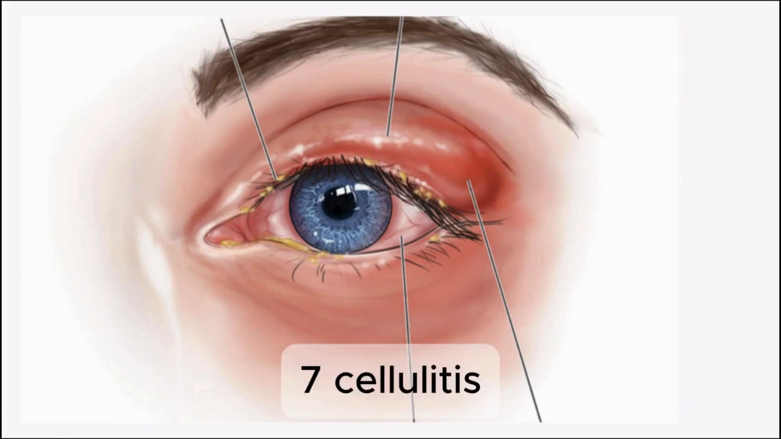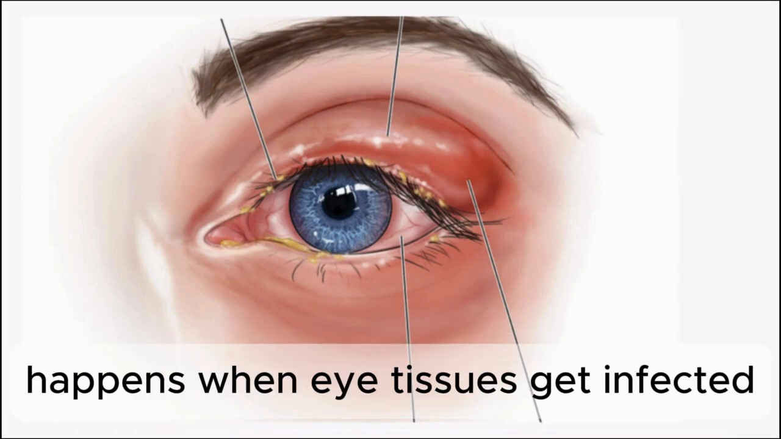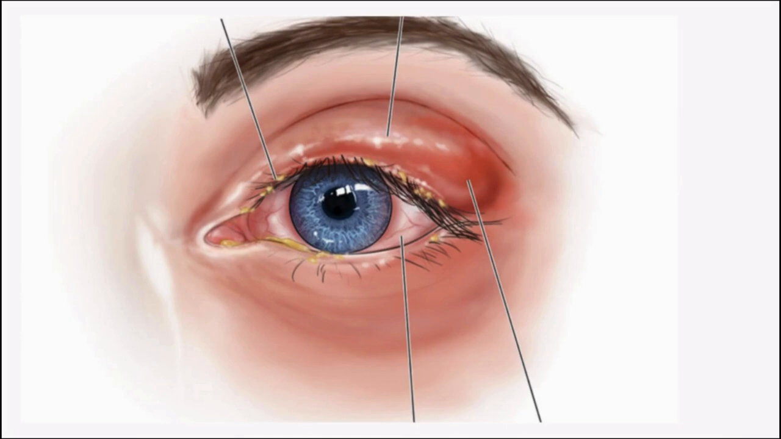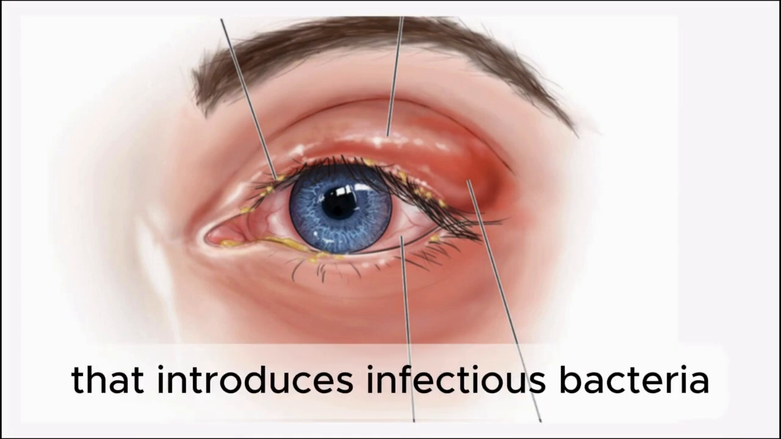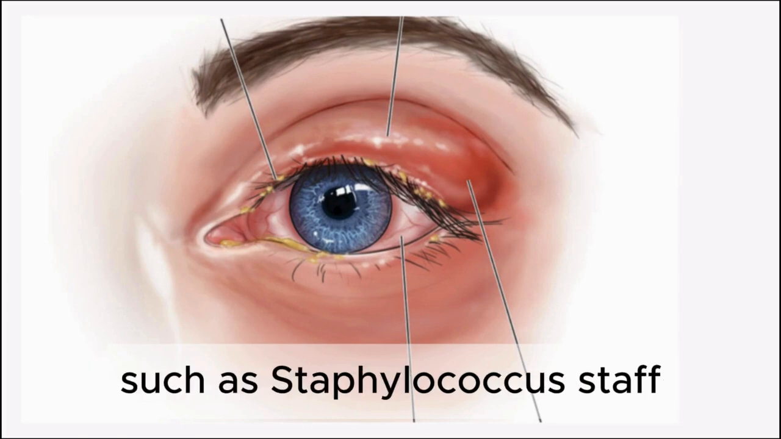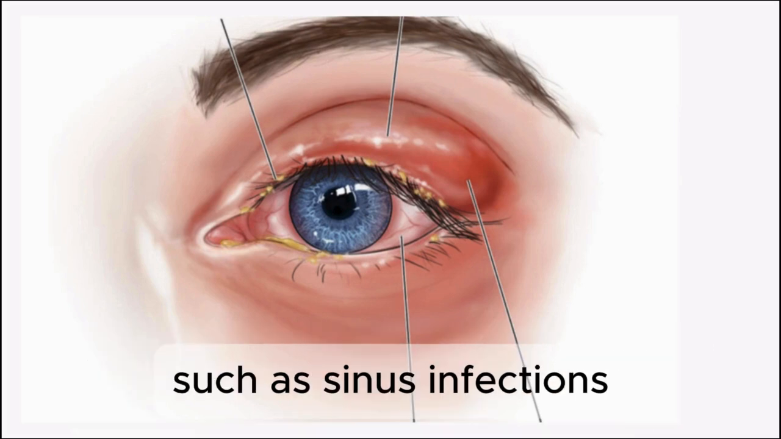7. Cellulitis. Eyelid cellulitis, also called periorbital or preseptal cellulitis, happens when eye tissues get infected. It's often caused by an injury like a scratch to your eye tissues that introduces infectious bacteria, such as Staphylococcus (staph), or bacterial infections of nearby structures, such as sinus infections.